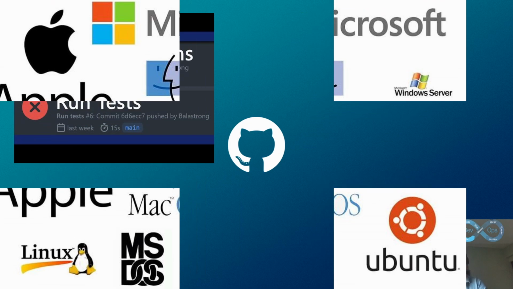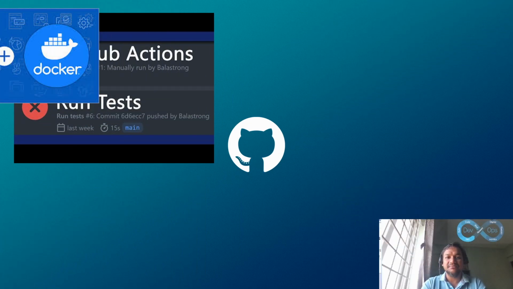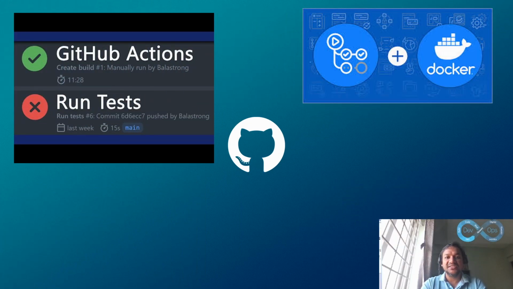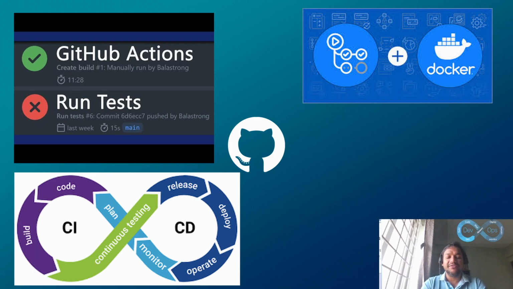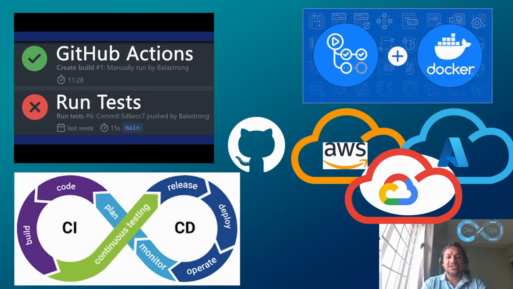GitHub Actions can help you automate everything like testing, building Docker images, CI/CD with deploying to cloud, or even sending Slack messages. Think of it as GitHub's way of giving you a CI/CD system without you installing any extra tools. So let's get started.